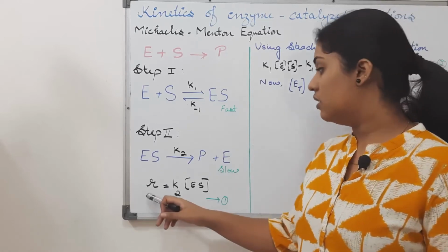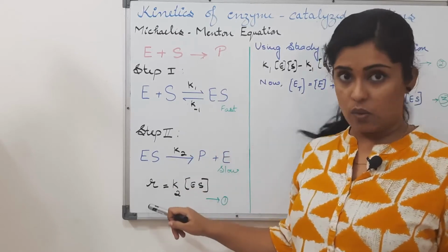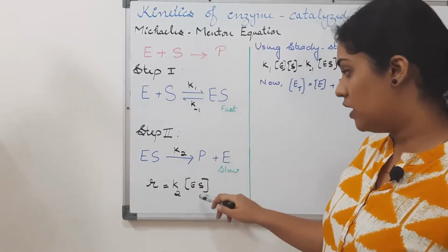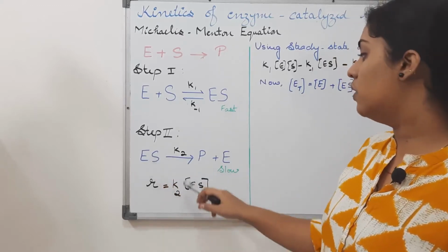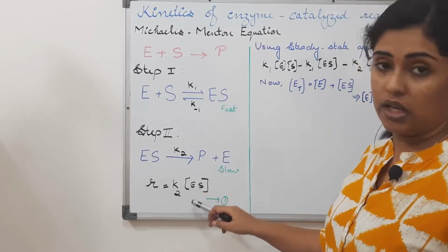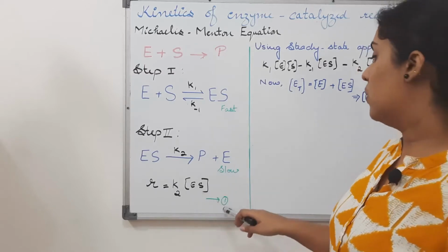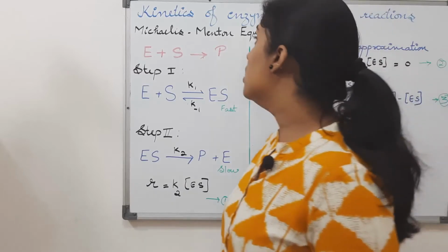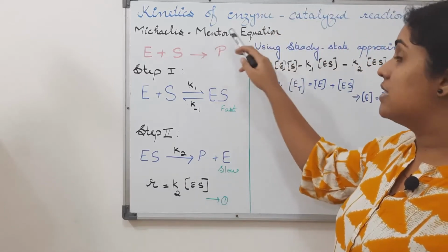So I can write the rate of this particular reaction based on step 2, where my rate equals the rate constant K2 into the concentration of the reactant, which is ES in this case. So R equals K2 into concentration of ES. Okay, this is equation number 1. Now let's see how from here we can derive the Michaelis Menten equation.